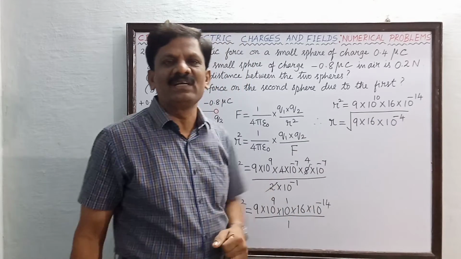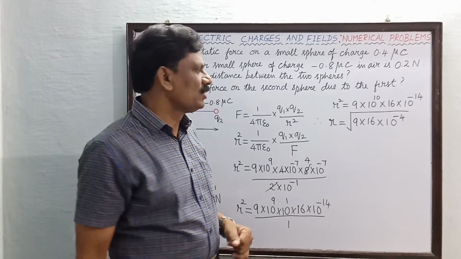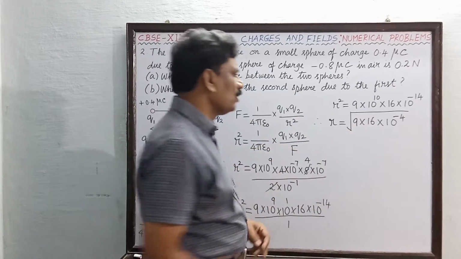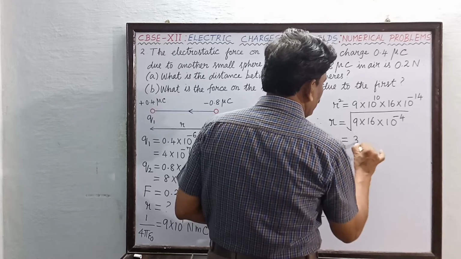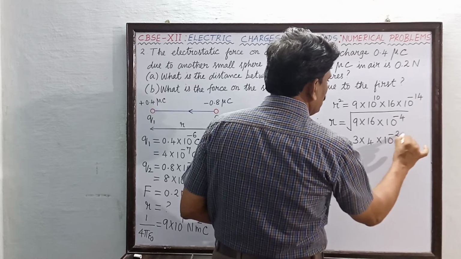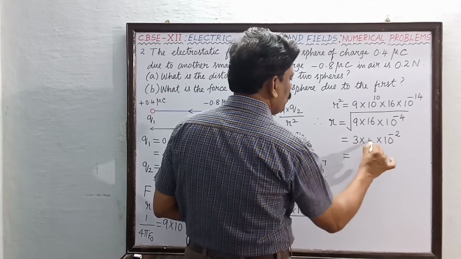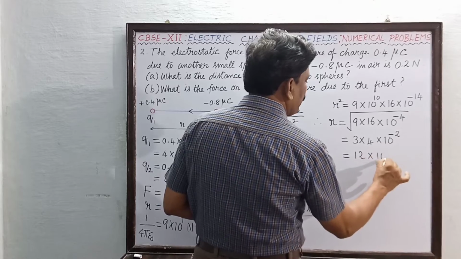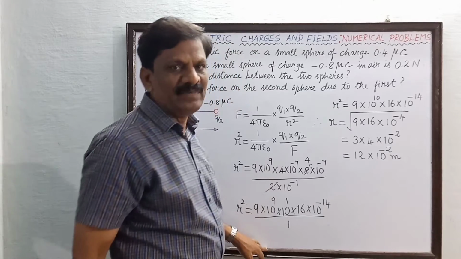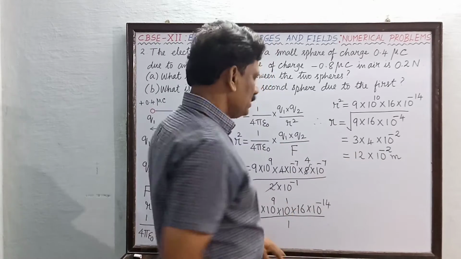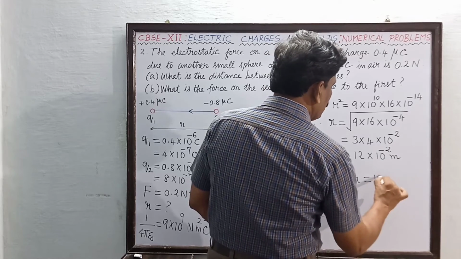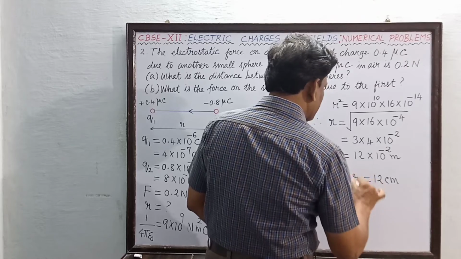That also is a square number, 10 power minus 2 into 10 power minus 2. So now very neatly you can take the root. Root 9 is 3, root 16 is 4. So this is equal to 3 into 4 into 10 power minus 2, which is equal to 12 into 10 power minus 2 meter. That is 12 centimeter. 10 power minus 2 meter means centimeter. Therefore, the distance between them, r, is equal to 12 centimeter, is the answer.